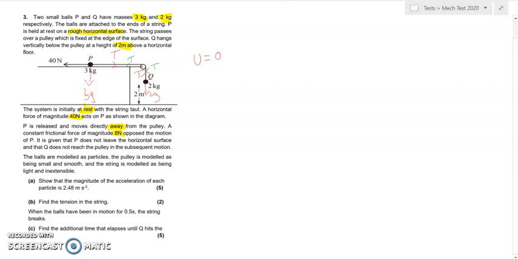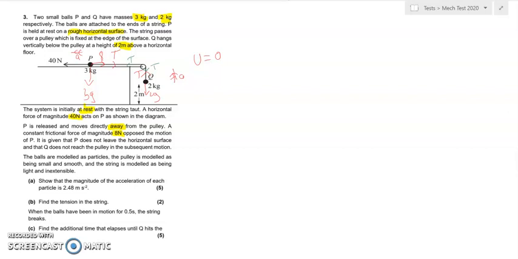P is released and moves away, so if it's moving away, then we can draw our acceleration as going to the left, and for Q, that means the acceleration will go up. A constant frictional force of 8 newtons, so we can put that in, and because P is moving to the left, the frictional force will be to the right. It is given that P does not leave the horizontal surface and Q does not reach the pulley in the subsequent motion. The balls are modelled as particles and the pulley is small and smooth and the string is light and inextensible. Okay, fine.